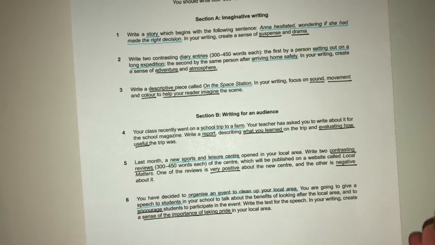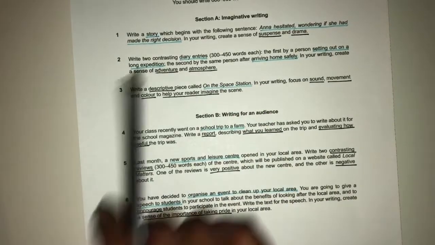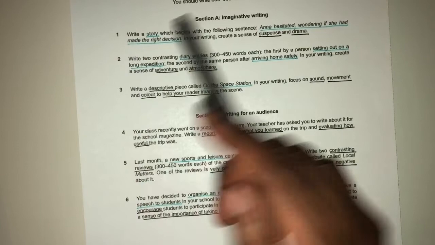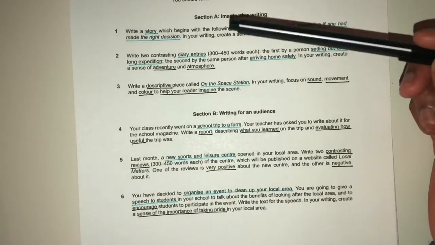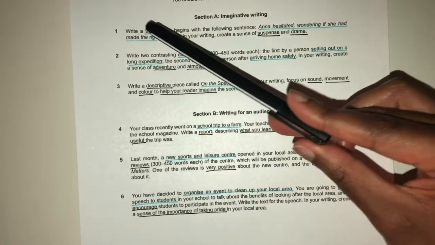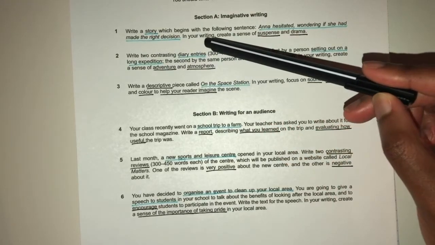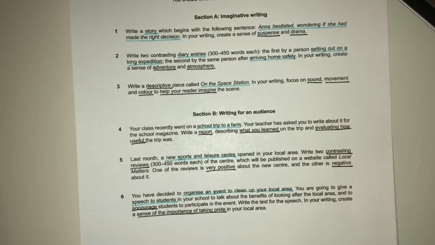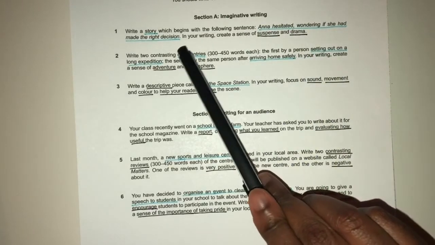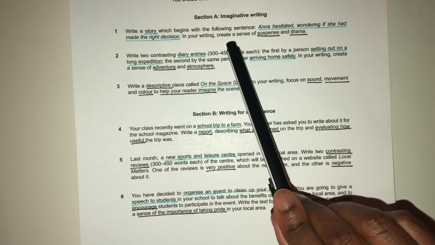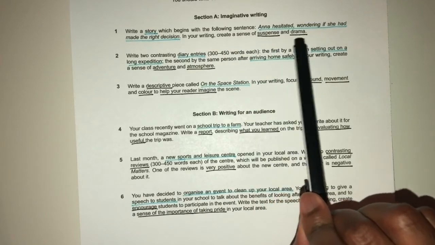Okay, so let's start with section A, and let's start with question 1. For question 1, we are being asked to write a story which begins with the following sentence: Anna hesitated, wondering if she had made the right decision. In your writing, create a sense of suspense and drama.